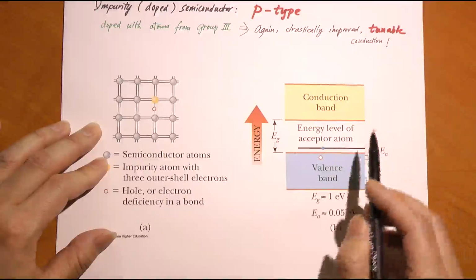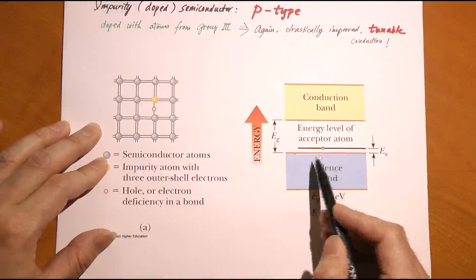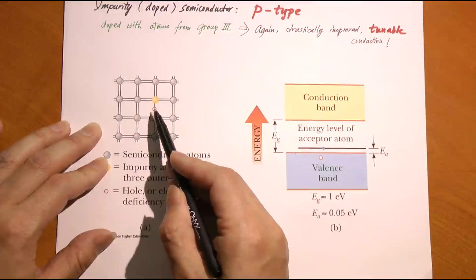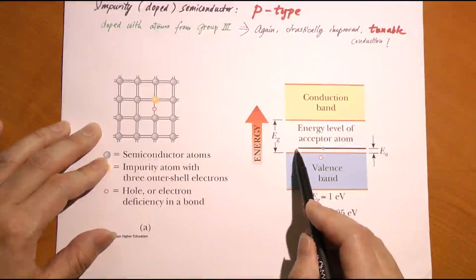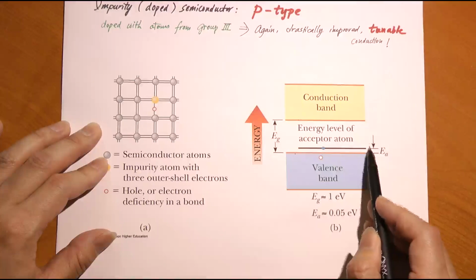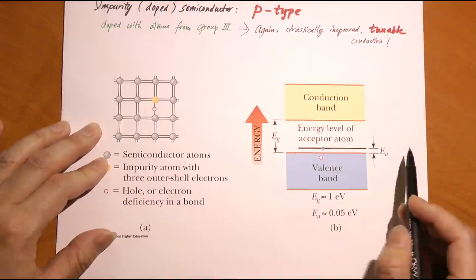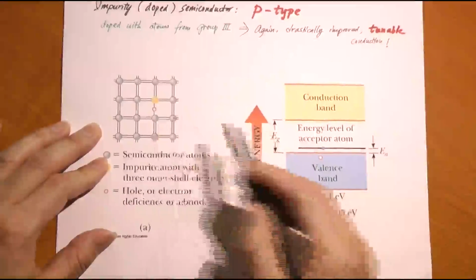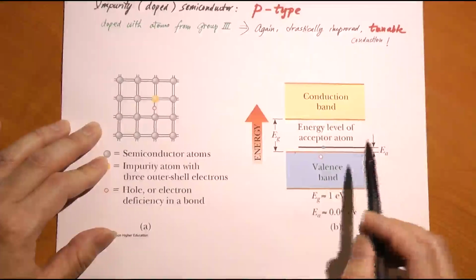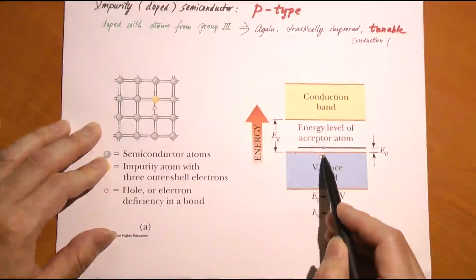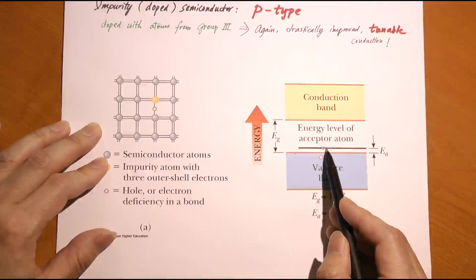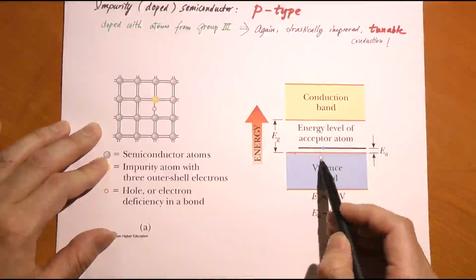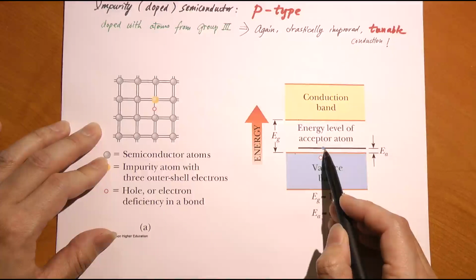Okay, so an electron from near the top of the valence band, you give it a little bit of energy, it's going to go there, and that is another discrete energy level which sits in the forbidden gap, and we call it acceptor level. Why do we call it acceptor level? Because normally this level is empty, but it can accept electrons from the valence band, so we call it acceptor level.